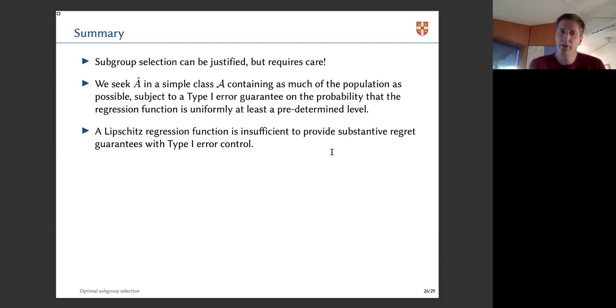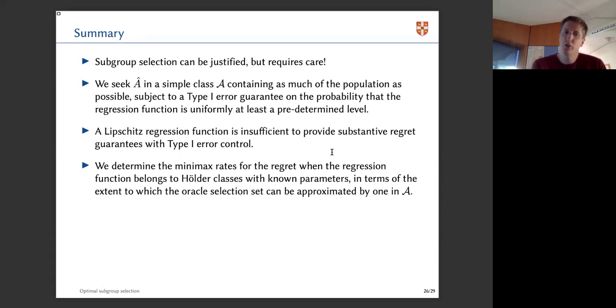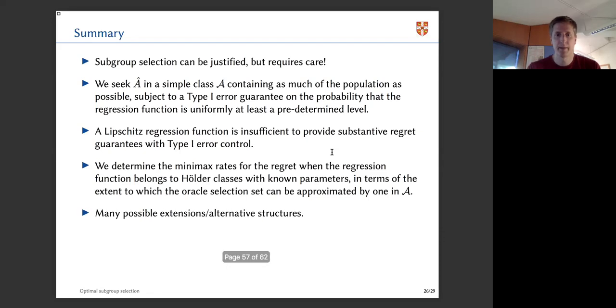Unfortunately, we found that it wasn't enough to work with a class of Lipschitz regression functions without any control of the Lipschitz constant. But if you do work within known Holder classes, then you can determine the minimax rates of the regret for any data-dependent selection set.